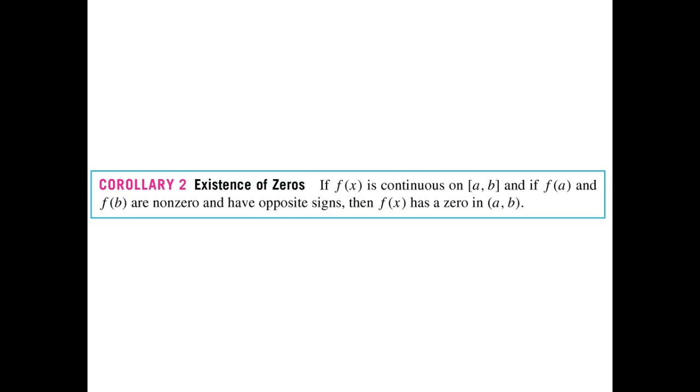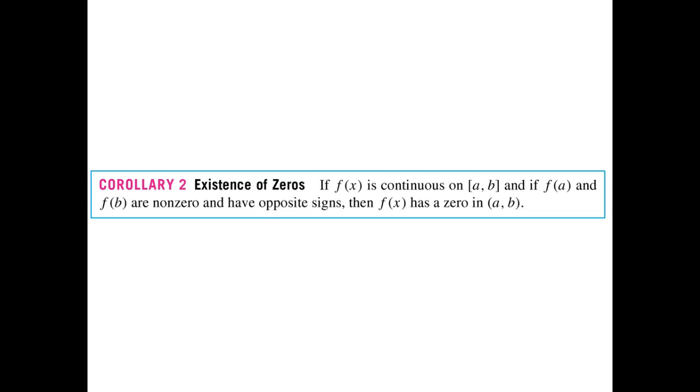They have different signs, and neither one of them is 0. Then there's got to be a 0 in between. It doesn't say there's only one. There's got to be at least one.